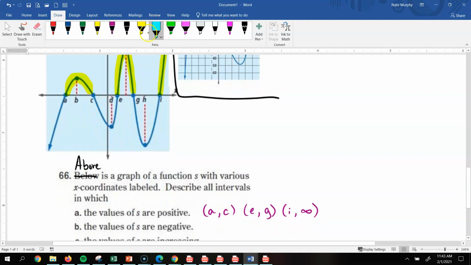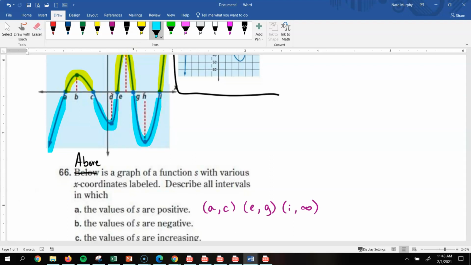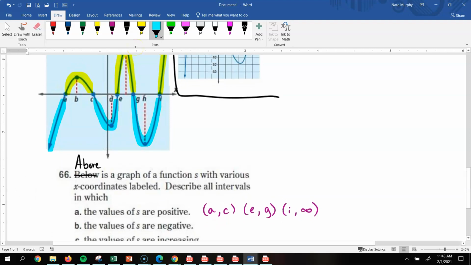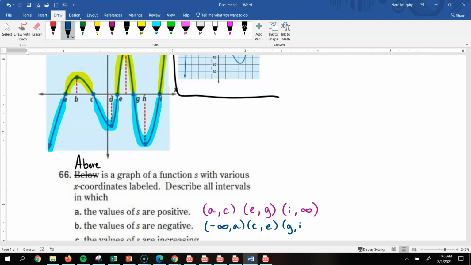So where is the graph negative? That would be below the x-axis, where the values would be negative. So we're going to describe that by saying from negative infinity to a, it's negative. From c to e, it's negative. And from g to i, it's negative.